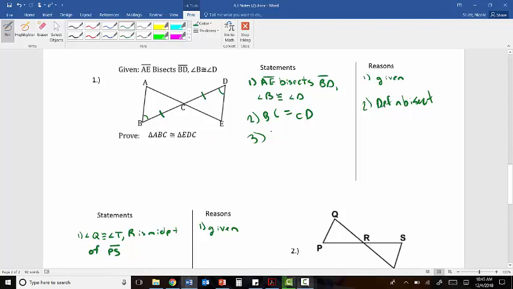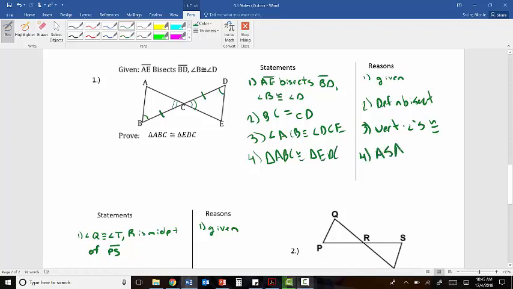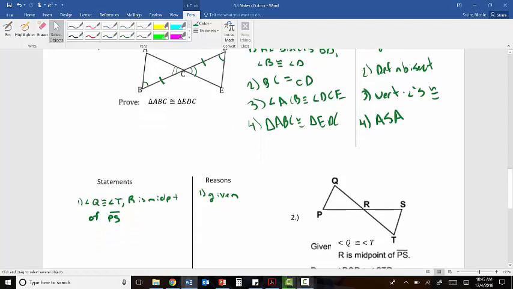The last thing you have to get on your own, and hopefully you realize there's vertical angles right here and here. So you need to write in your proof that angle ACB is congruent to angle DCE because they are vertical angles. And you don't need me to tell you vertical angles are congruent. And now I look at my picture, and now it looks like a theorem. It looks like angle side angle. So I can say the triangle ABC is congruent to triangle EDC because of angle side angle.